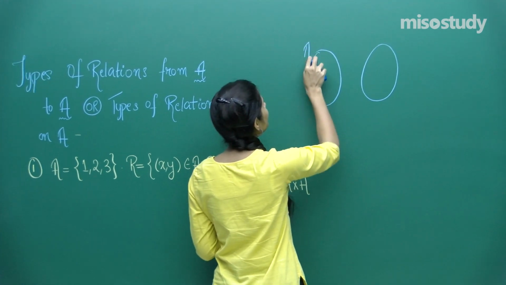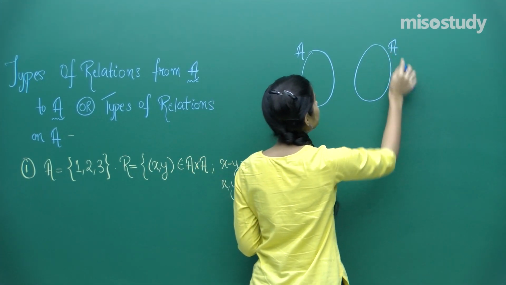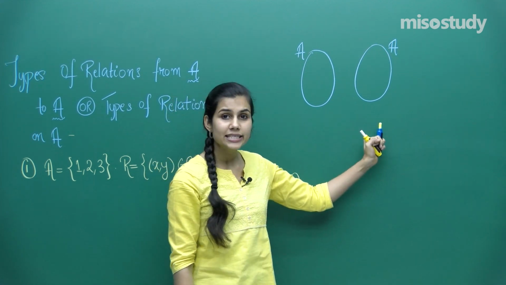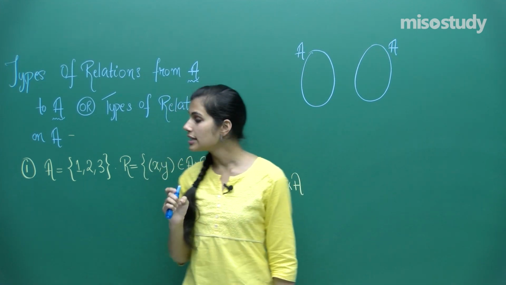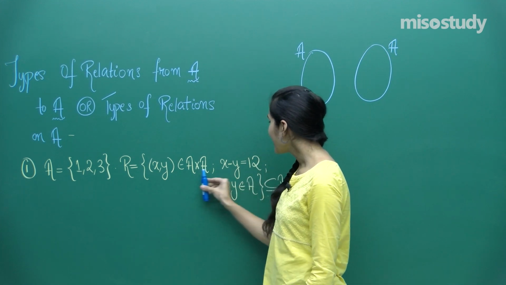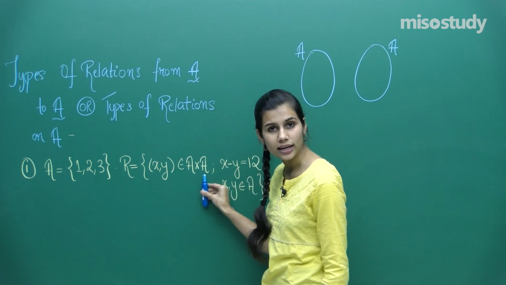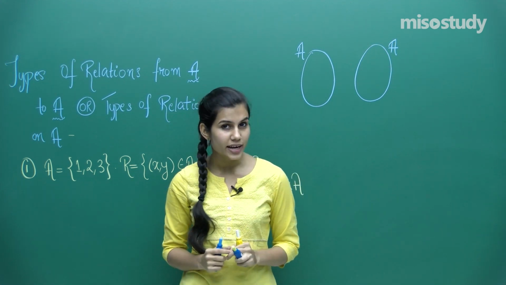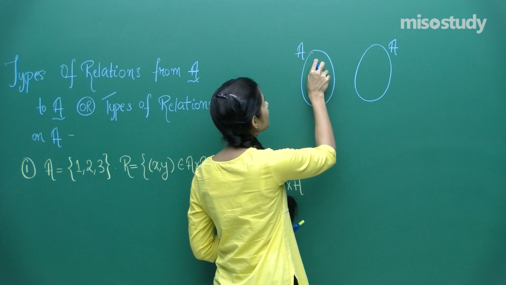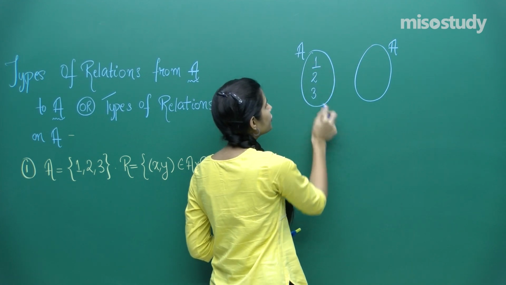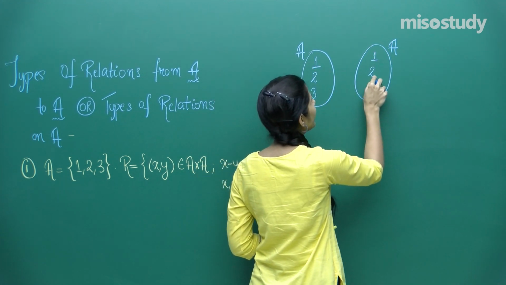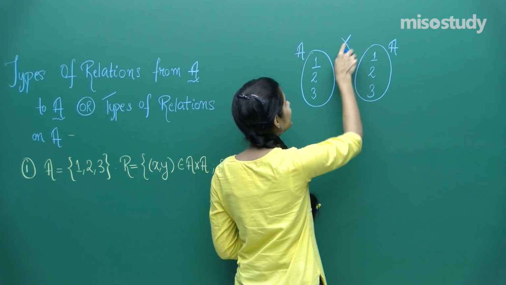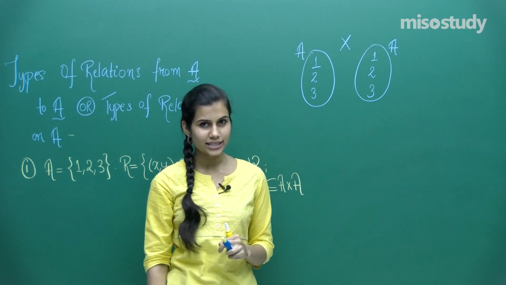It's very easy, we've done it umpteen number of times. In both the Venn diagrams, I am writing A itself because A is the first set and A is the second set as well. Now I am going to jot down the members of A inside this Venn diagram. A has members 1, 2 and 3. Here also I am going to write the same members. I am interested in the Cartesian product of these two sets.